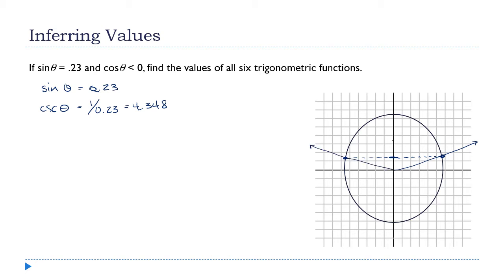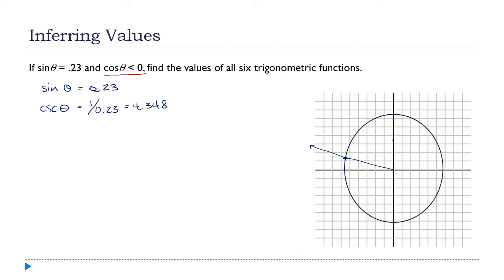Well, which one is it? Here's where I'm going to use the other piece of information we were given. The cosine is negative. The cosine is not negative in the first quadrant, so this one can't be our angle. It has to be this one. It's over in the second quadrant, because in the second quadrant, the x-coordinates are negative, which means the cosine is negative. Great. Now I can keep going.